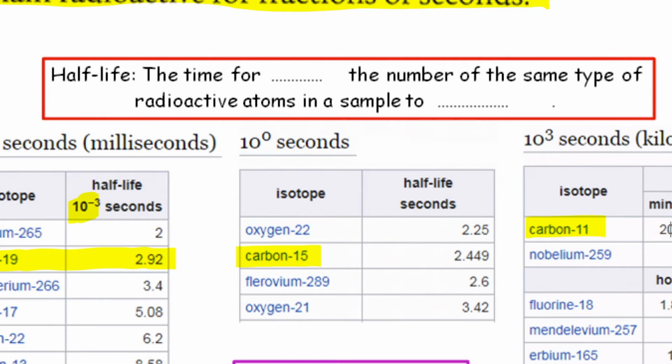The time for half the number of the same type of radioactive atoms in a sample to decay. Decay, remember, that's like the bubble bursting, or what we mean by decay is the atom gives out alpha, beta, or gamma radiation. We learnt about that a few lessons ago.